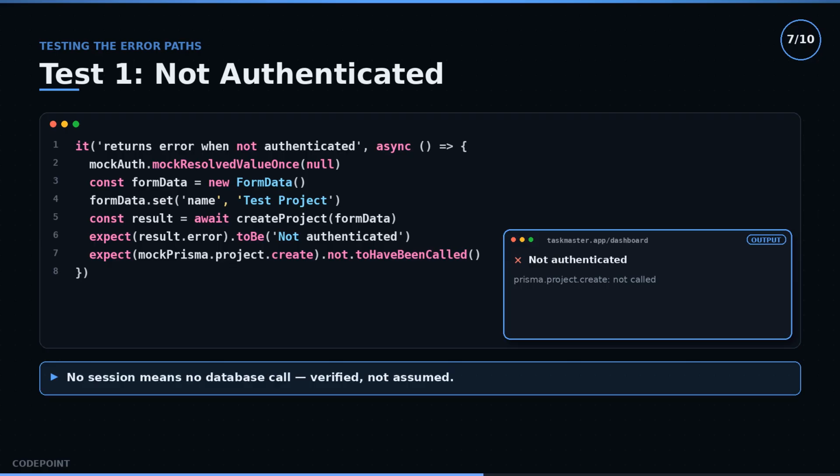Auth returns null, not authenticated. Verify the error message is exactly right. Verify Prisma was never called. No database hit on failed auth. That's defensive. That's what production needs.